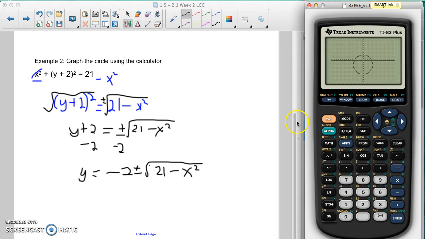So that's using your graphing calculator. Remember, solve for y, put in two equations, one plus and one minus, and always do the zoom square so that you can see an actual circle.